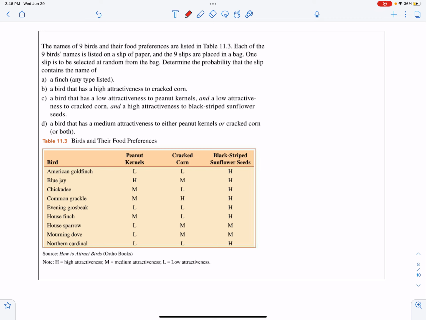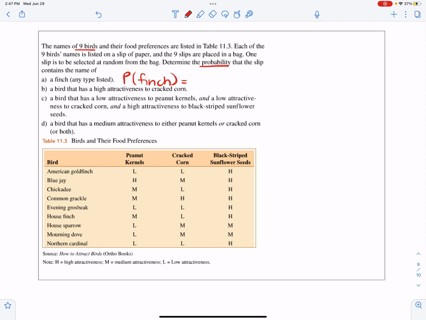All right. So we have a table of information here. And the table of information is based off 9 different bird types and their food preferences. So part A, all of these are put in a bag on slips of paper. That means each one has the same chance of occurring, and 1 slip is to be selected. So determine the probability in part A that the slip of paper contains a type of finch.